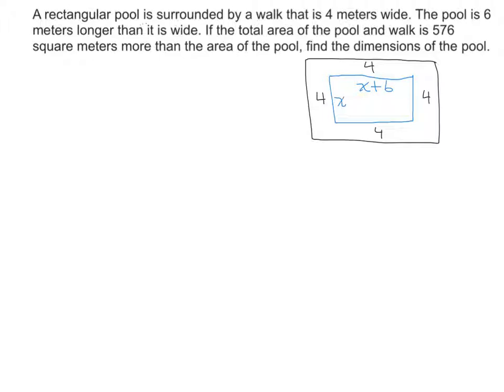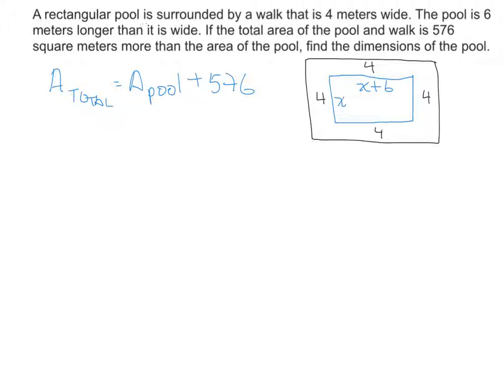What that's telling us is that the total area equals the area of the pool plus 576. Now, what that really means is that the area of the walkway is 576 square meters. So an alternative way to do this problem would be to break the walkway up into rectangles and just have the rectangles add up to 576 and solve that quadratic equation. You'll get the same equation.